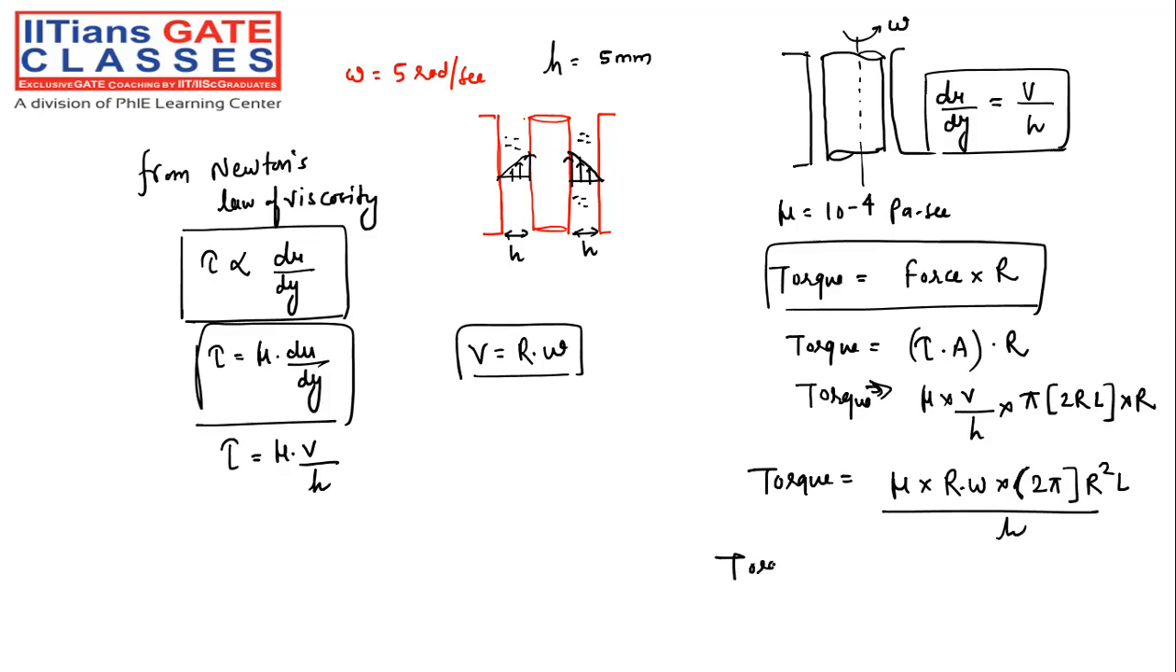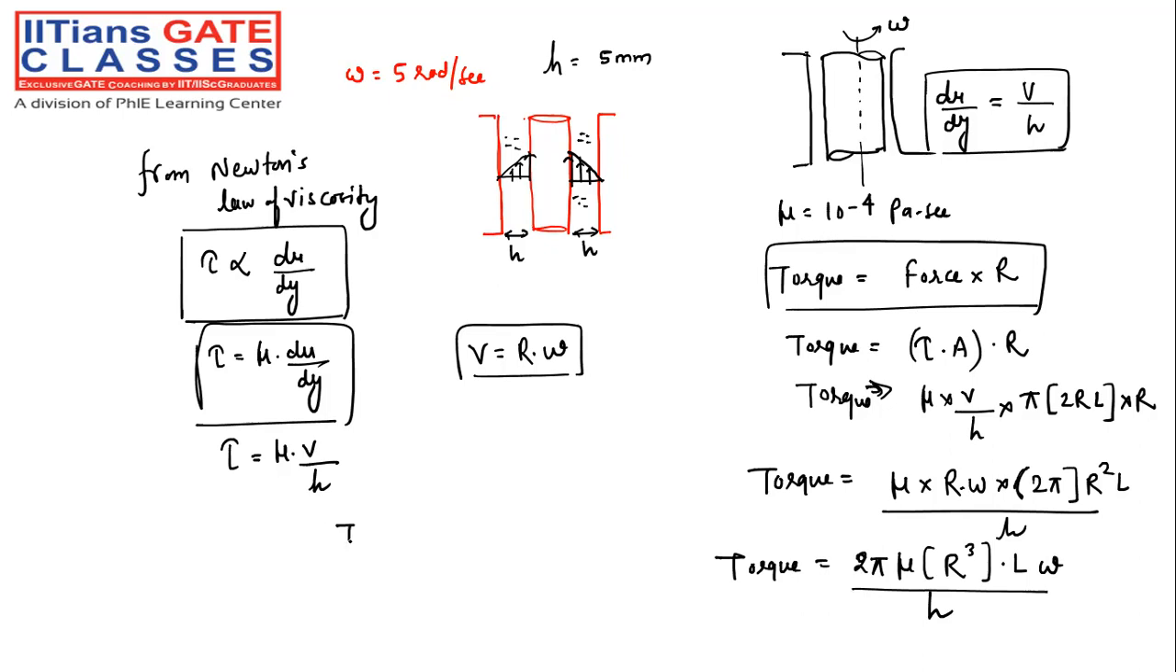So torque will be equal to 2 pi mu R cube into L into omega divided by H. Again, remember the formula: 2 pi mu R cube into L into omega divided by H. H is nothing but the gap between the inner cylinder and outer cylinder, right?